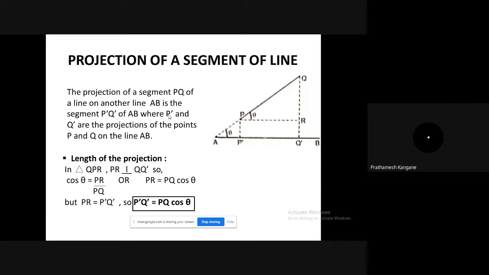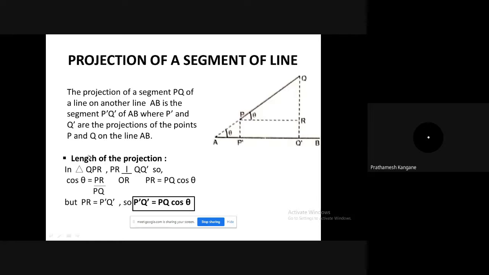Okay, so a line is made up of 2 points. It is a locus joining 2 points. So here we have given 2 points P and Q, and the line is PQ, that is joining PQ. To find the projection of line PQ on line AB, we have to find the projection of P on AB, that will be P dash, and Q on AB, that will be Q dash. So P dash Q dash will be the projection of line PQ on the line AB.